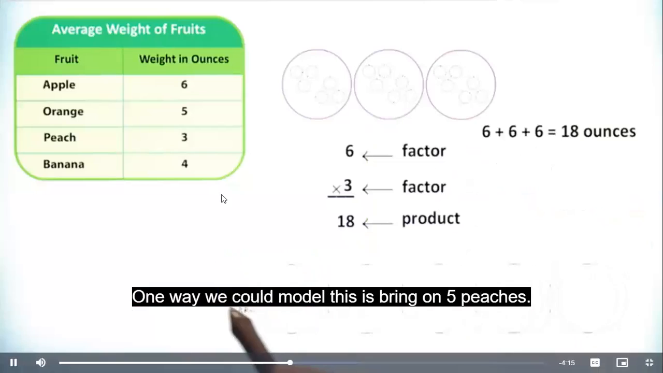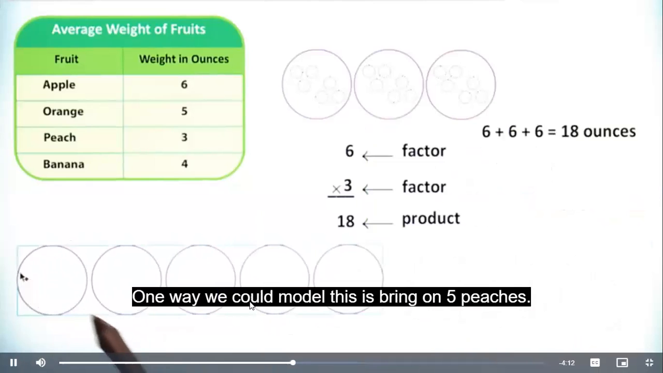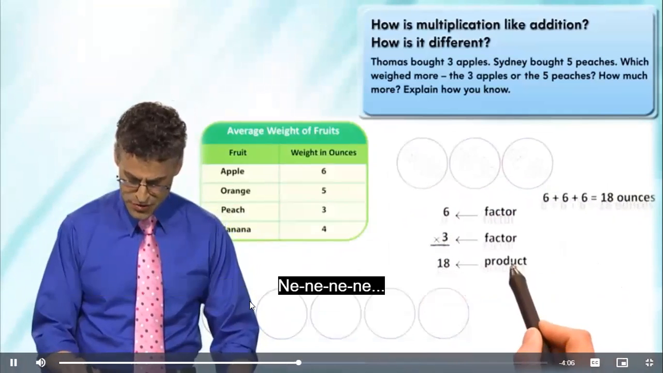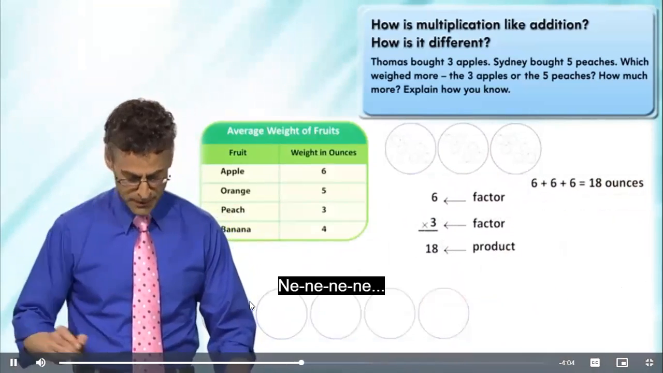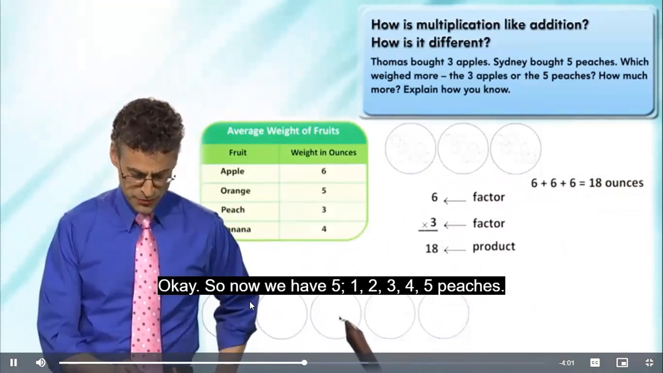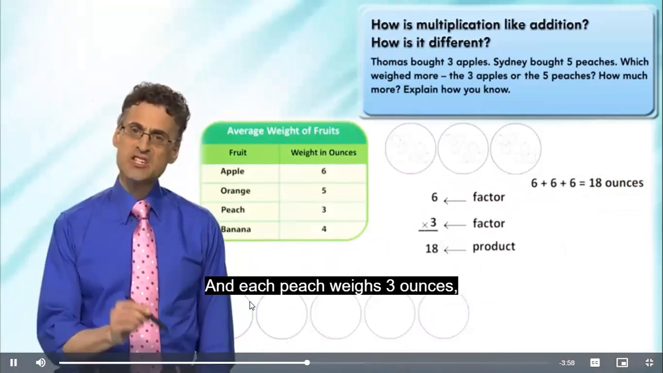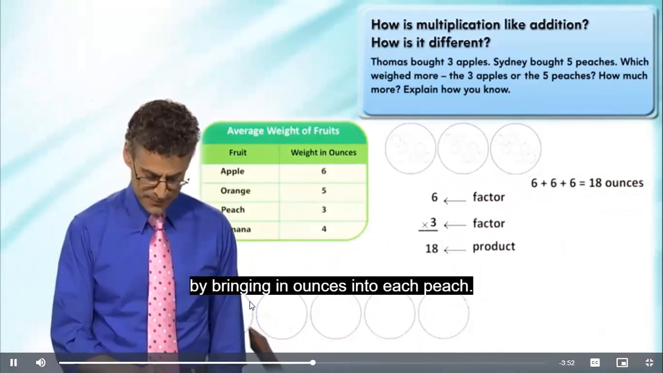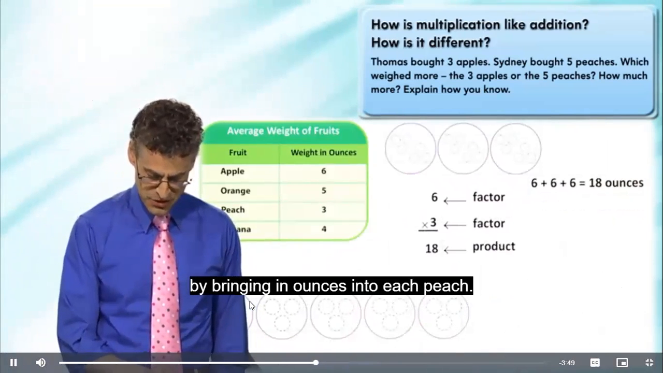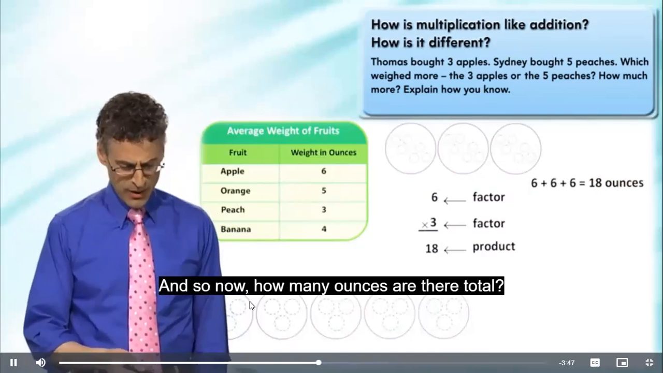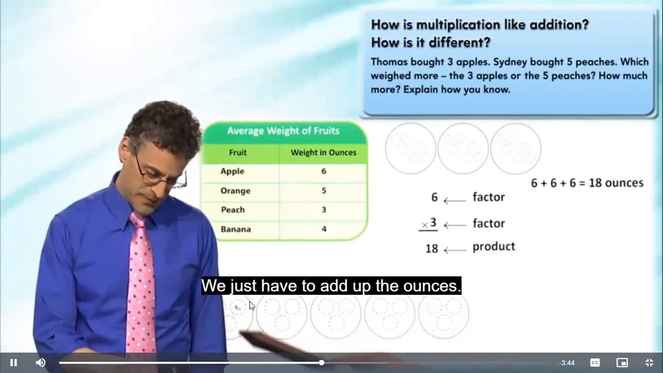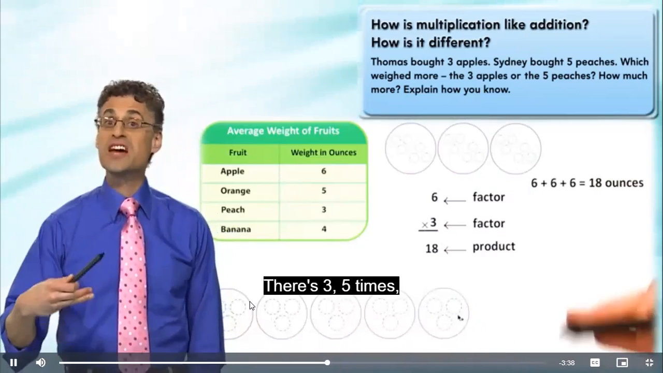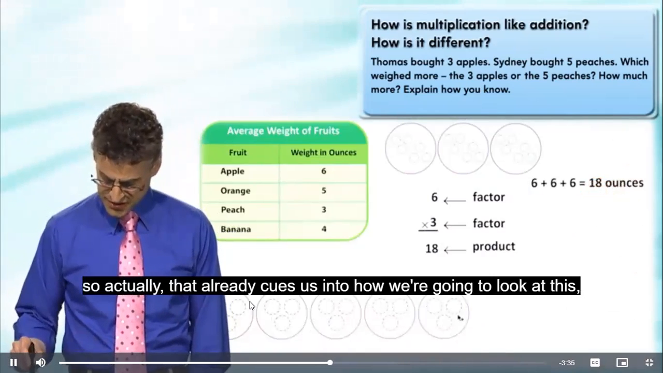Well, one way we could model this is bring on 5 peaches. Let me just move all this stuff up here so we can enjoy all of this together. Okay, so now we have 1, 2, 3, 4, 5 peaches, and each peach weighs 3 ounces. So we can model that by bringing in ounces into each peach. And so now, how many ounces are there total? We just have to add up the ounces. There's 3 here, 3 here, 3 here, 3 here. There's 3 5 times. So actually that already cues us into how we're going to look at this.